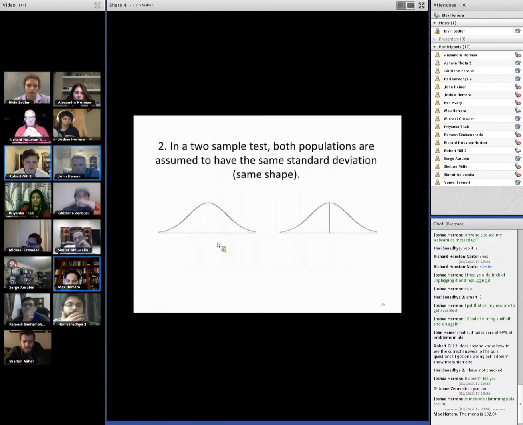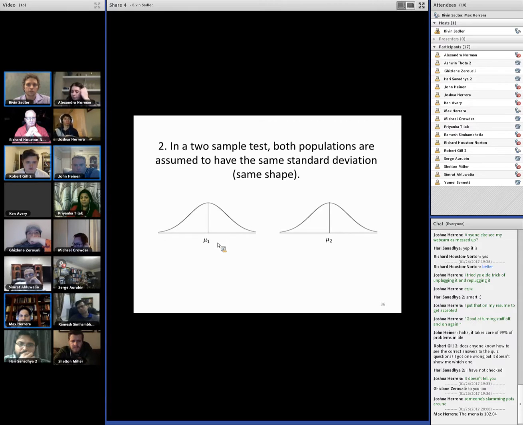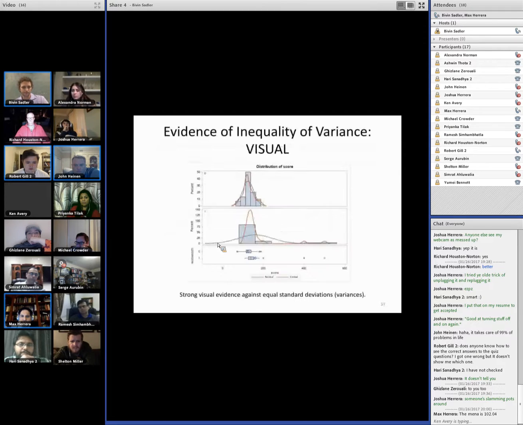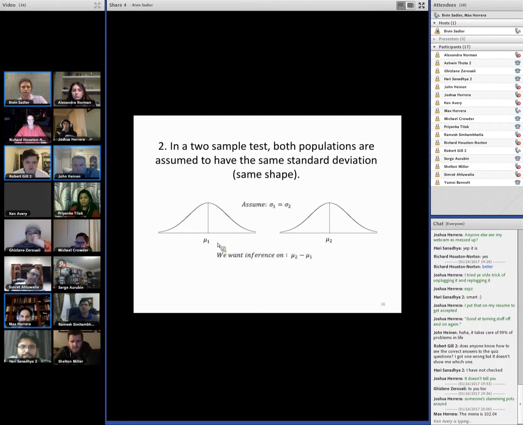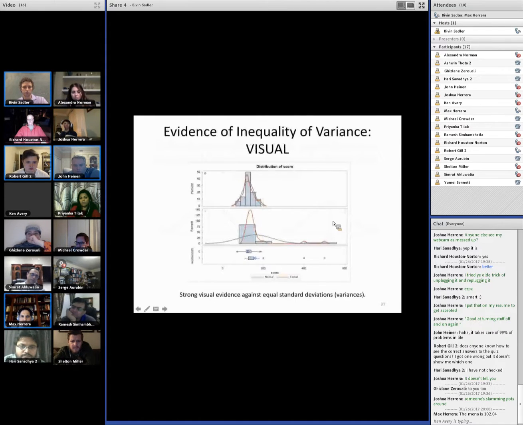So let's look at the second one. If the 2 samples, both populations, are assumed to have the same standard deviation, so this is our assumption, and we're assuming sigma 1 equals sigma 2, we want inference on the difference of those 2 populations. That's what group we're in right now. These 2 look like they have the same standard deviation, right? They're about the same width.